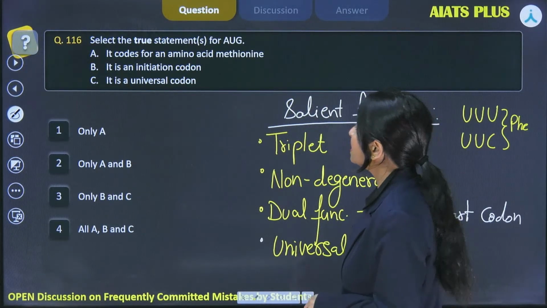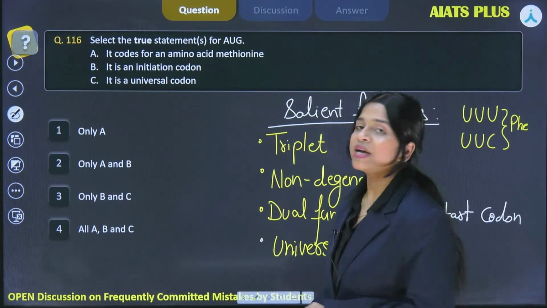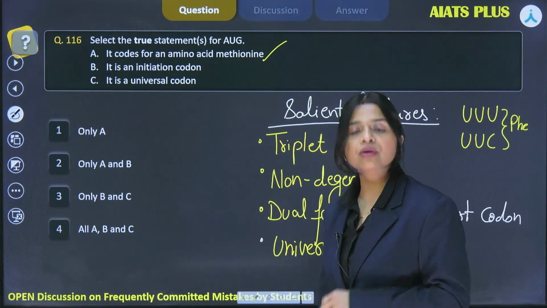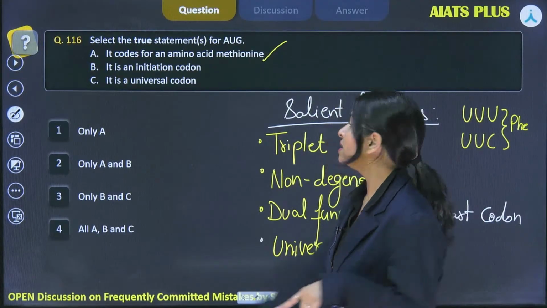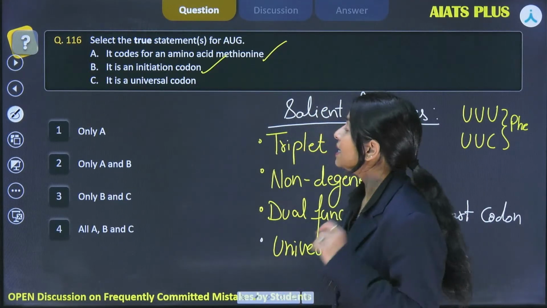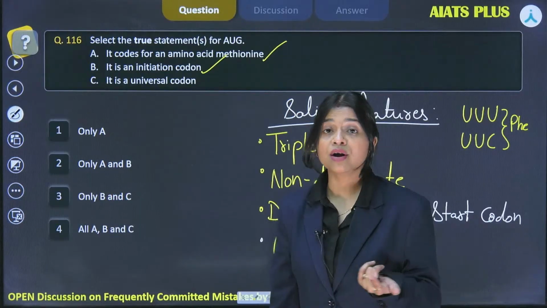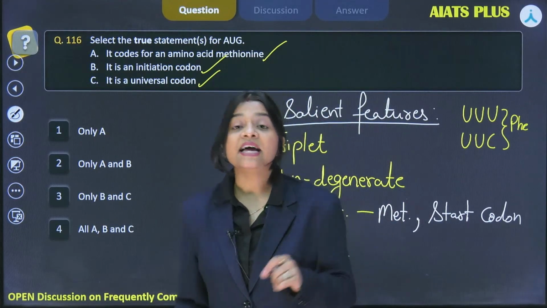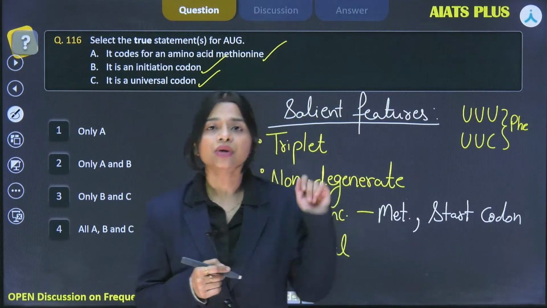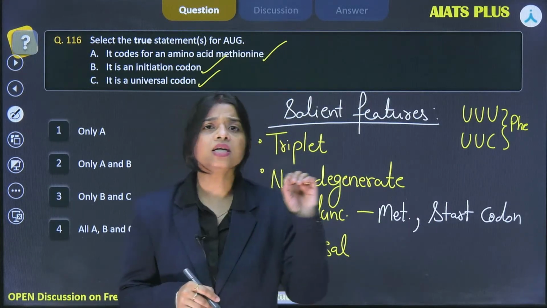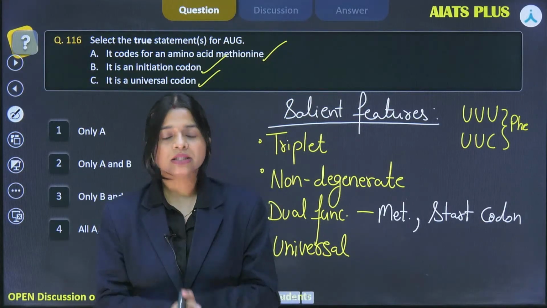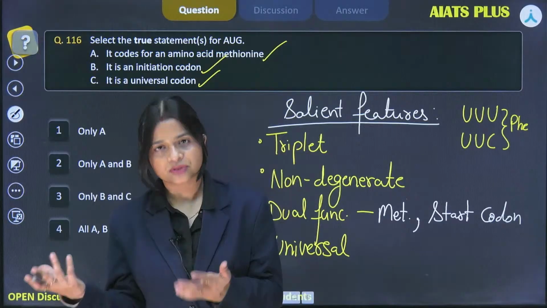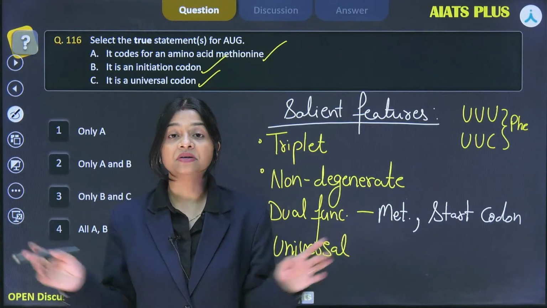First statement says it codes for an amino acid, methionine. That is absolutely true. It is an initiation codon, or we can call it a start codon. That is also absolutely true. And C is it is a universal codon, and that is also true. Otherwise, we say that the genetic code is nearly universal, right? What do we understand by nearly universal?